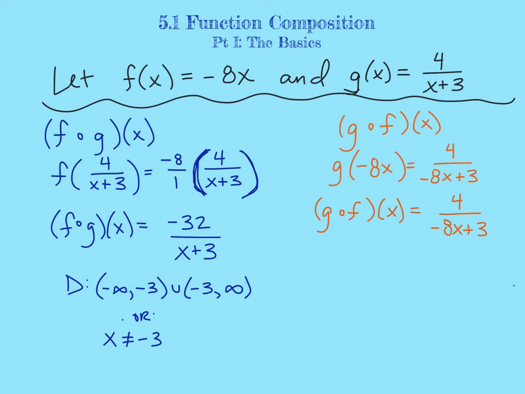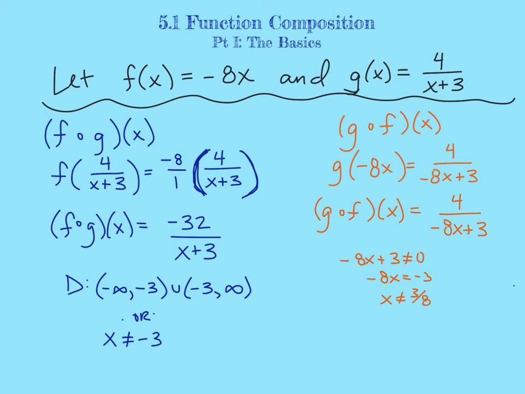So in order to find the domain, if you can't just do it in your head real quick, we want to take the denominator and say, hey, that denominator can't be 0. So we'll subtract 3 from both sides and then divide both sides by -8. So x can't equal 3/8.